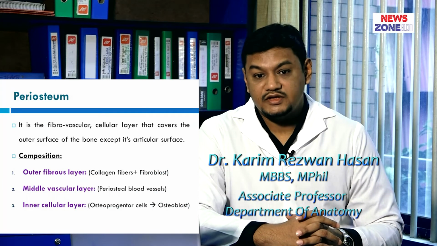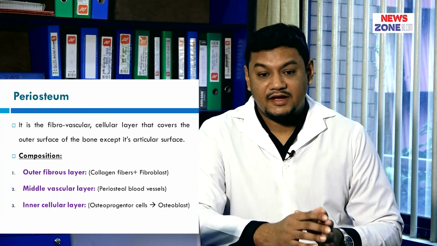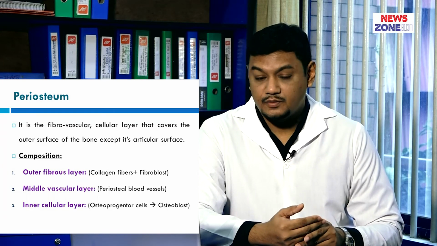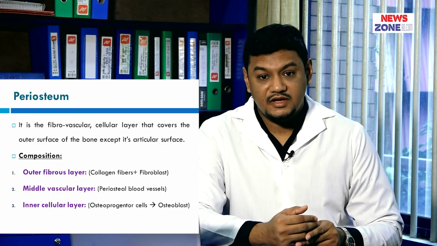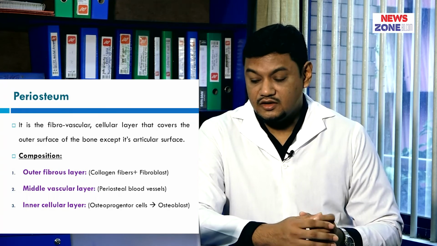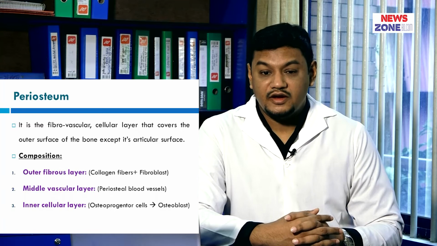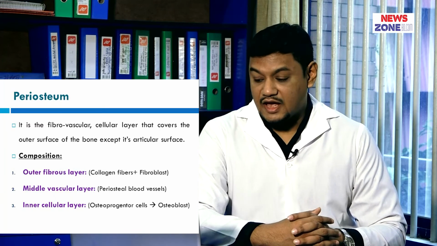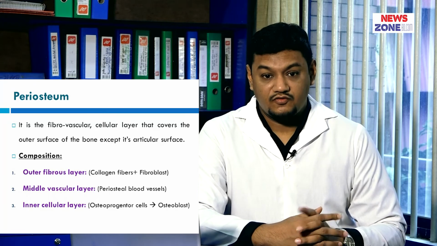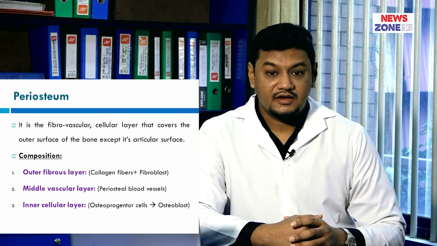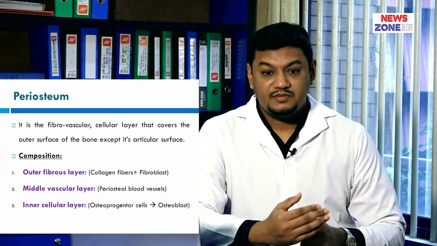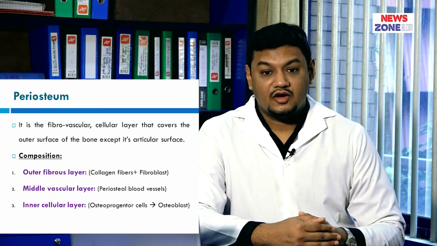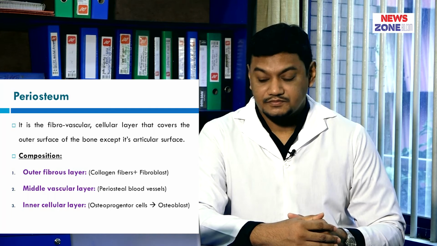From the definition, we can see that the periosteum has three layers. The outer fibrous layer, which is mainly composed of collagen fiber and fibroblasts. Then the middle vascular layer, which is mainly composed of periosteal blood vessels. And lastly, the inner cellular layer, which has osteoprogenitor cells. From our previous discussion, we know that the osteoprogenitor cell mainly forms the osteoblast, and that osteoblast synthesizes the organic part of the bone matrix.